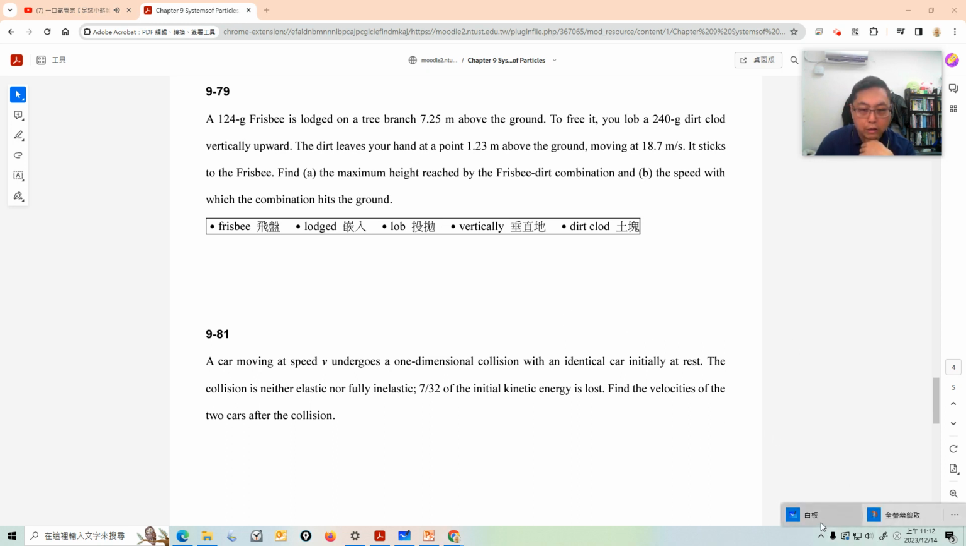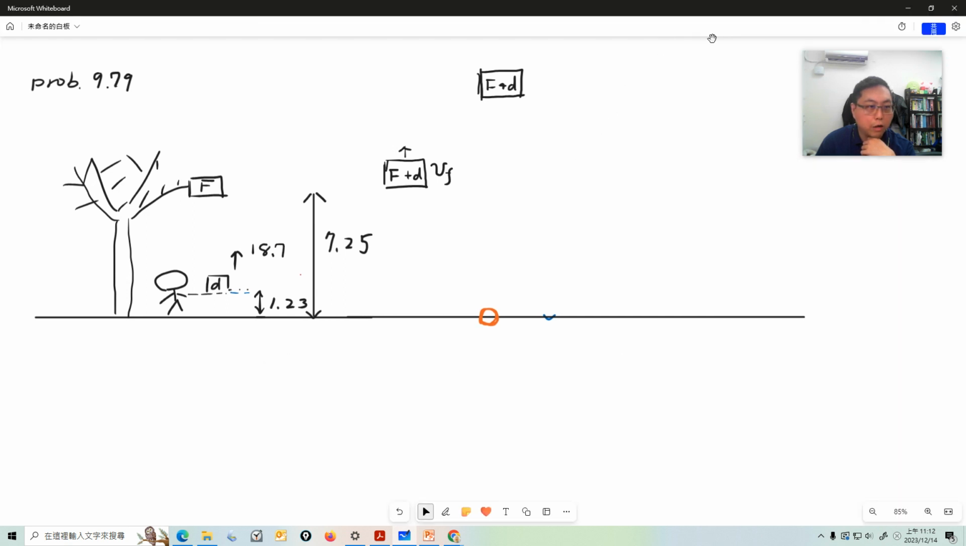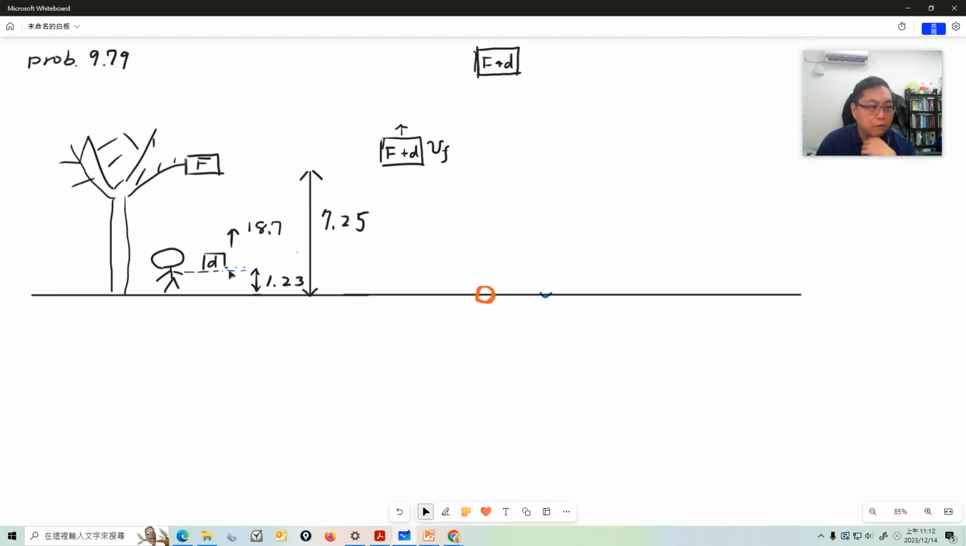I drew the scheme for this problem. First, you throw the dirt vertically at the frisbee. It's one-dimensional motion, though in reality it's very difficult to conduct purely one-dimensional motion, but for this practice problem, just assume it is. You hit the frisbee and they move together, so this is an inelastic collision, just like the ballistic pendulum we introduced in lecture.